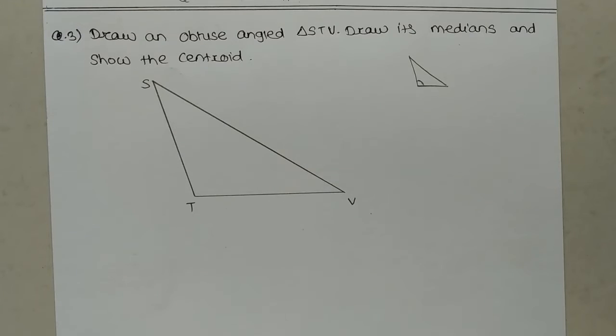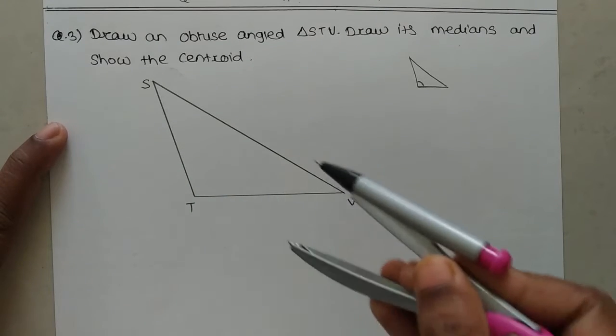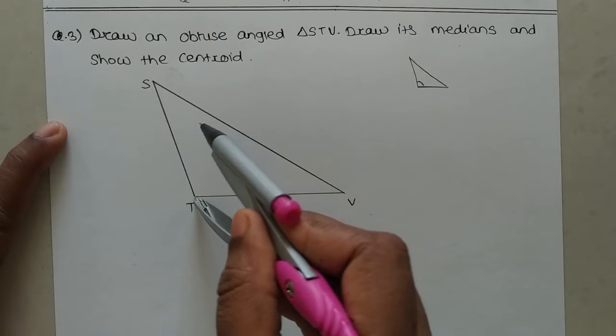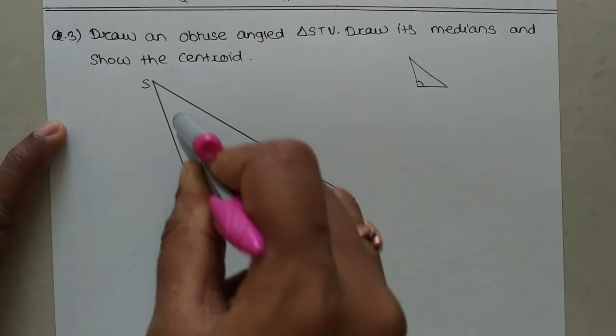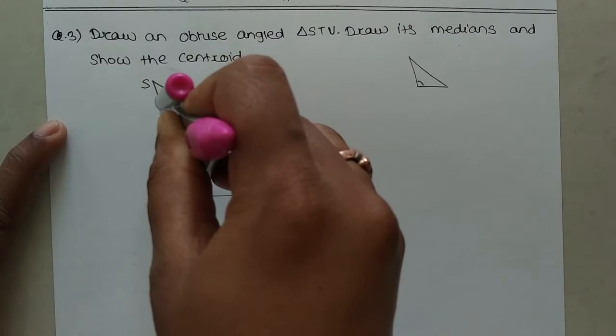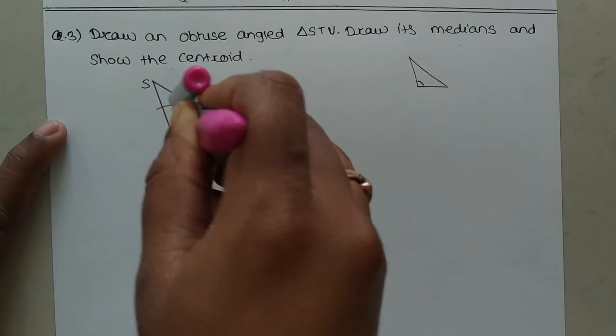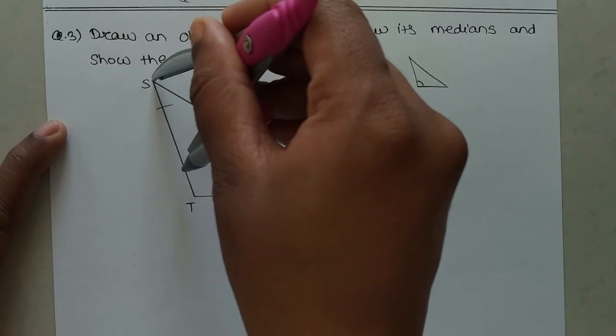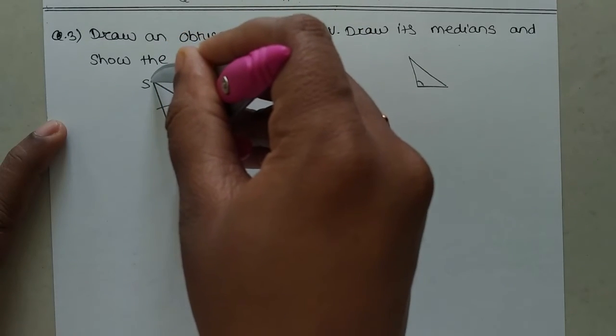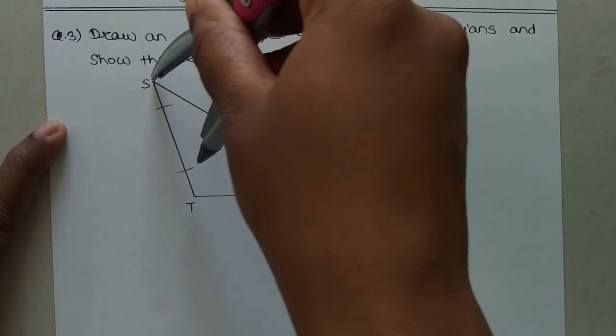Medians means when we draw the medians, we first have to find the midpoint of each side of the triangle. So how to find the midpoint? We have to use the compass to find the midpoint. Suppose I want to find the midpoint of side ST first. Take the compass, take more than half distance, and draw one arc here. Same distance, put the compass on the other side and then draw an arc here. Clear?